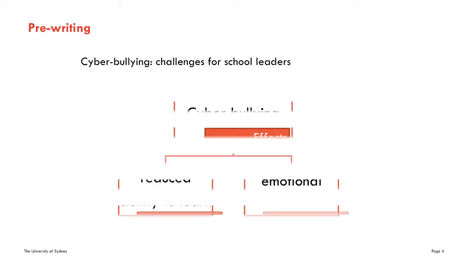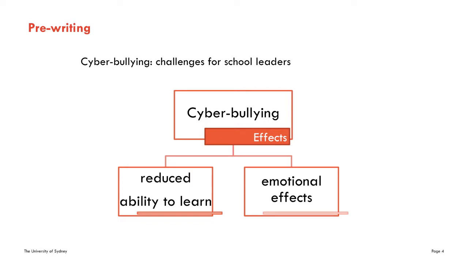This diagram summarizes the effects of cyberbullying identified in the literature mentioned in the previous section. The purpose of listing these is establishing the severity of the problem in order to justify the need for research in the field. This is a common move in literature reviews. Let's move on.